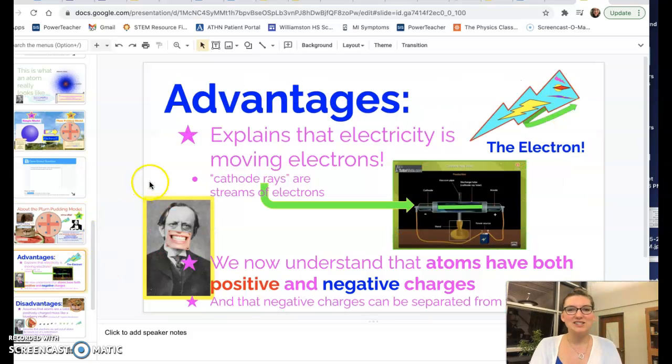The advantage of the plum pudding model is that it explains that electricity is moving electrons. That was really important to realize. The fact that electricity is actually a bunch of subatomic particles on the move is a crazy thought, and it's pretty awesome. And they also now understand that positive and negative charges are both inside of the atom, and also that negative charges can be separated from the atom.